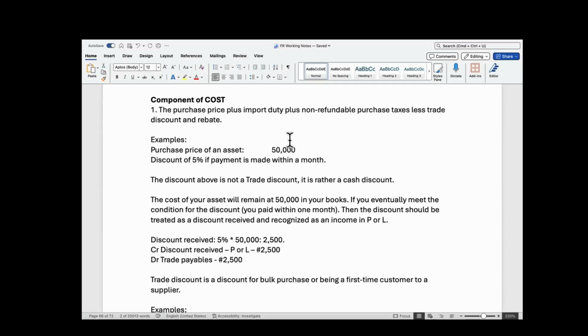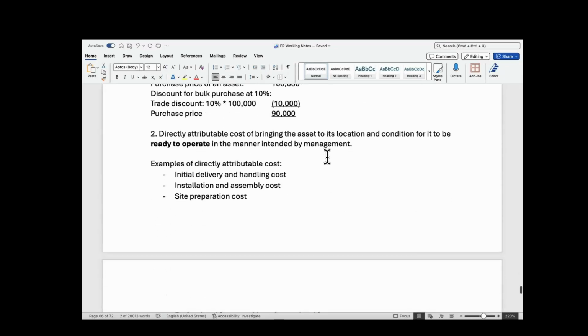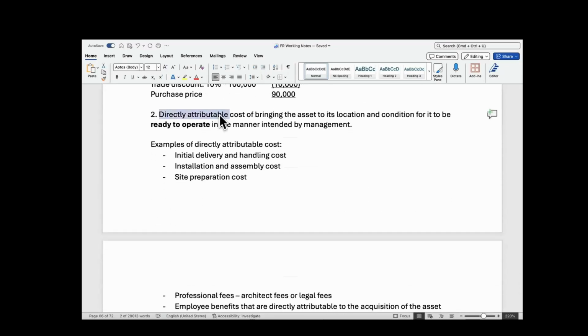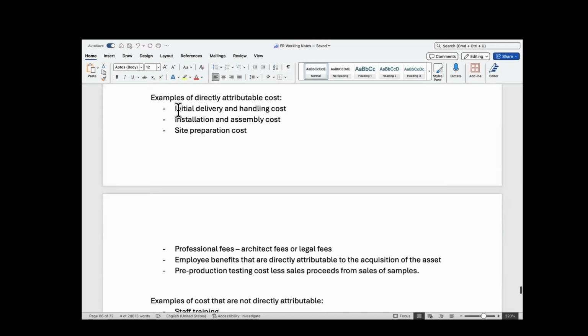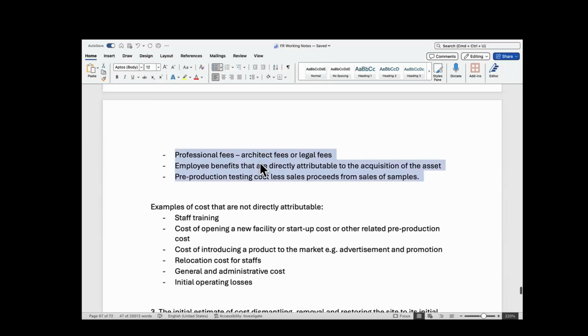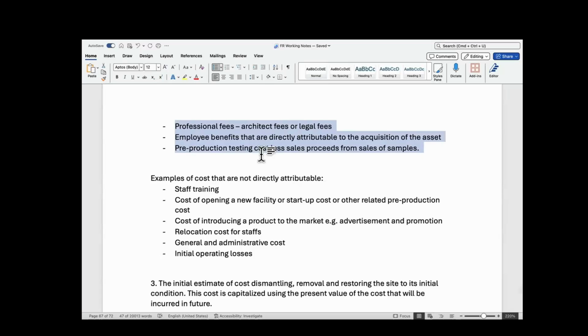And I explained these trade discounts well, because I don't want you to miss points on very trivial issues like trade discount. So you need to distinguish it from cash discount. There are also directly attributable costs, which are costs that get the asset ready to operate in the manner you intended. Examples are these six that I feel you should know: initial delivery and handling, installation and assembly, site preparation, professional fees, employee benefits, pre-production testing costs, less sales proceeds from sales of samples.